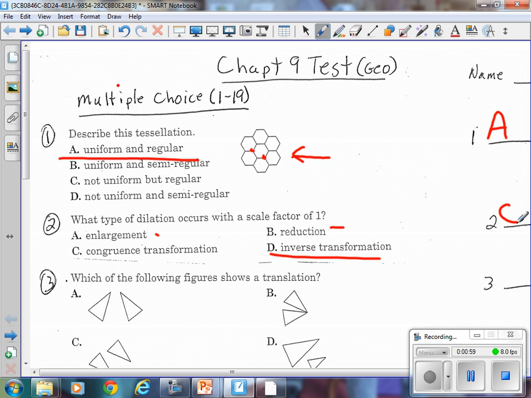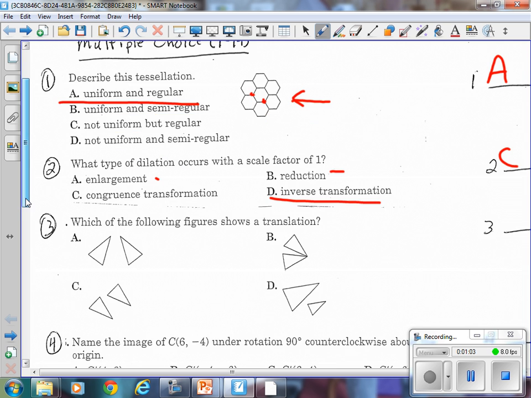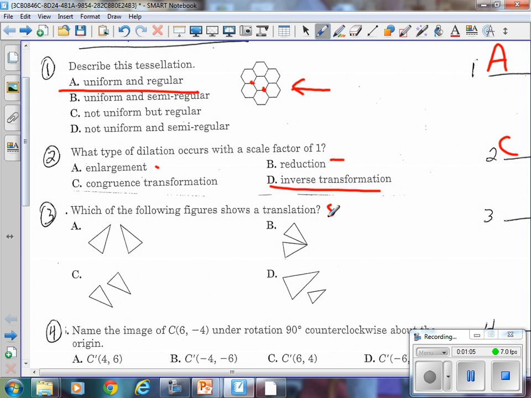Next one, which of these shows a translation? Remember, a translation is a slide. So which one shows a slide? Well, this one looks like it's rotating. This one looks like it's rotating. This one here got smaller or bigger, whichever way you're looking at it. So the answer here is C.